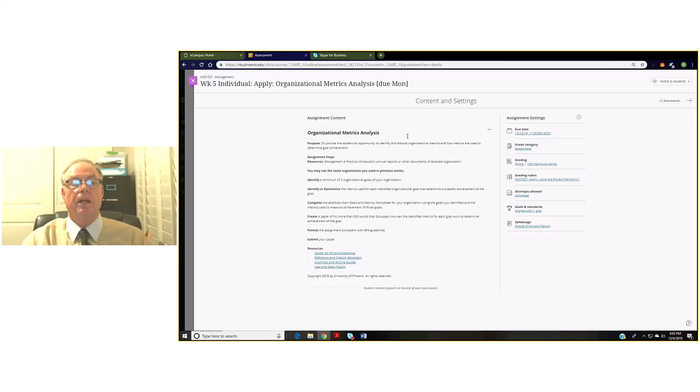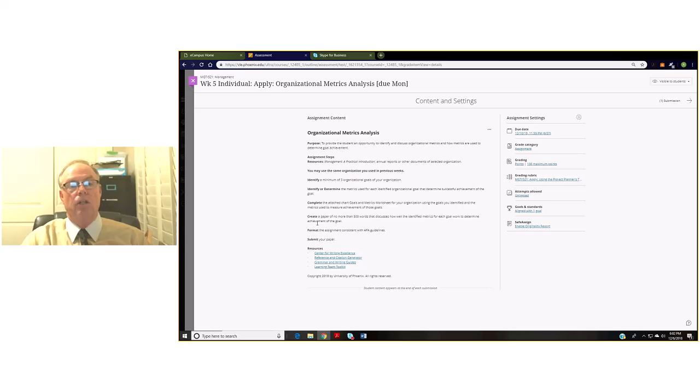I'm going to go through the assignment, the organizational metrics analysis. So this assignment is in 2 parts. I'm expecting 2 products from you for this, okay? The first is completion of a worksheet. And I'm going to go through that worksheet with you and an example, okay? So that's what I want you to do, the goals and metrics worksheet. I want that completed for at least 3 organizational goals, okay?